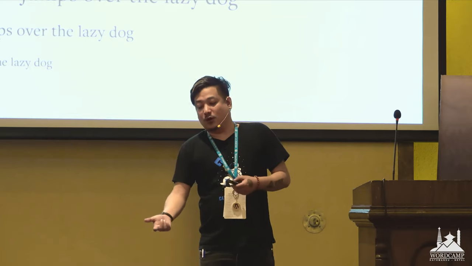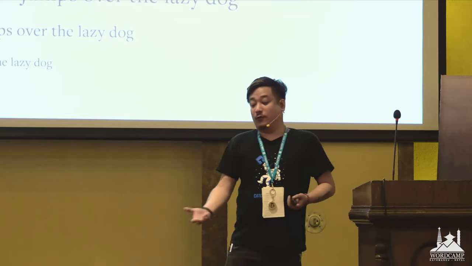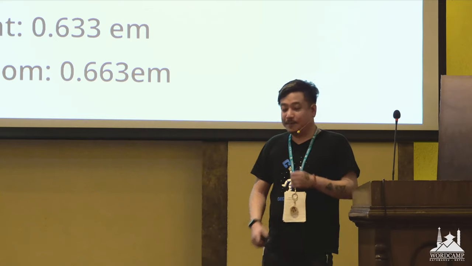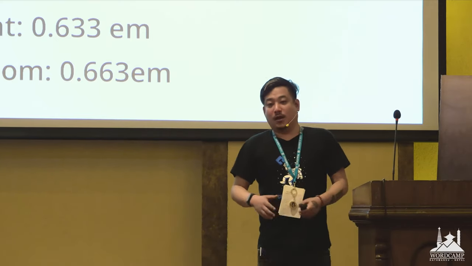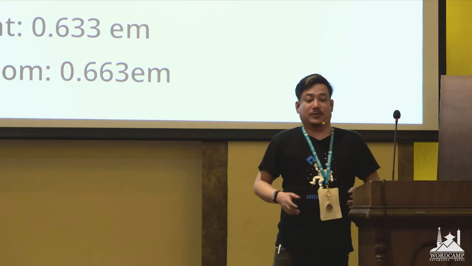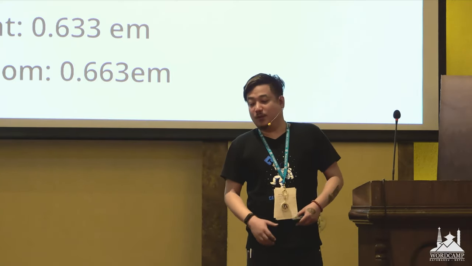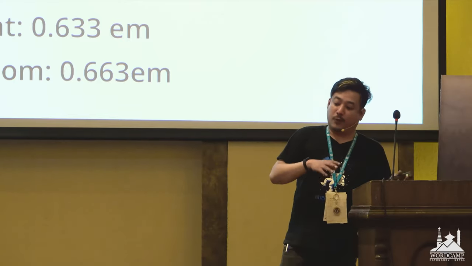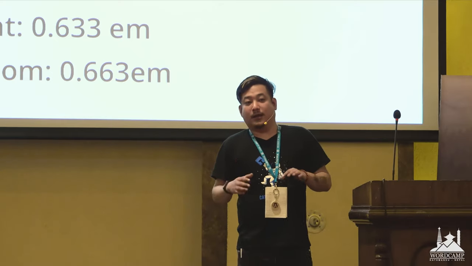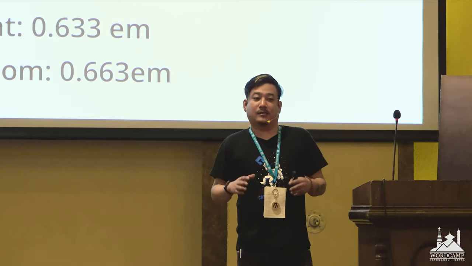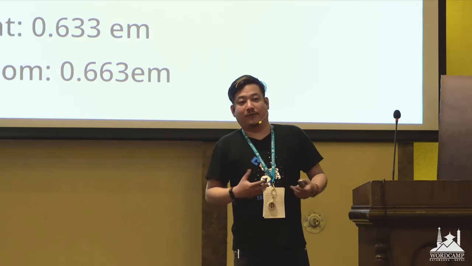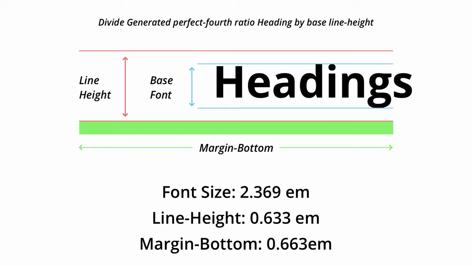And I have also chosen a perfect fourth ratio, out of which, from our baseline height, base font size, I got the heading size of 2.369 em. We do not have to remove all the decimals because computers are very happy working with decimals. Our baseline height was 1.5 rem, but if we use that in our headings, it might be much larger, as the heading itself is much bigger. So if we use our baseline height of 1.5, things might not look even.